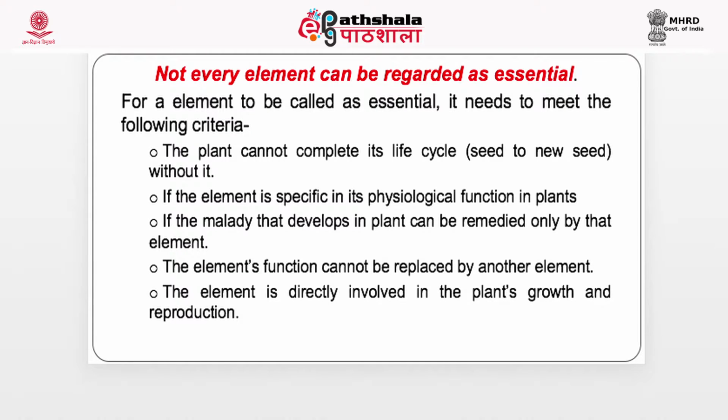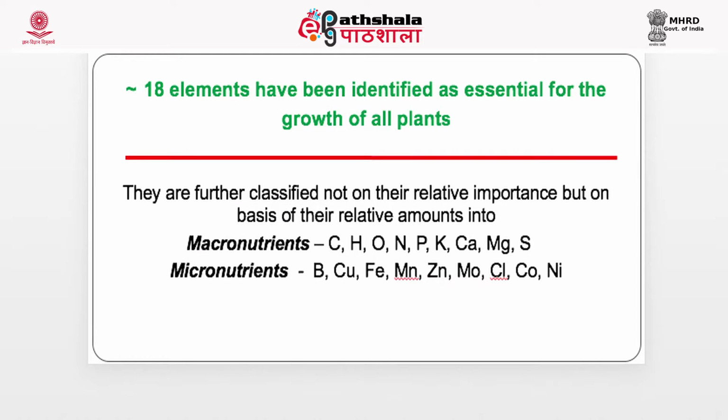If the element is specific in its physiological function in plants, then also that element will be regarded as essential. If the malady that develops in plants can be remedied only by that element, then it will be termed an essential element. Also, the element's function cannot be replaced by any other element, and that element is directly involved in plant growth and reproduction. So, looking into these features, 18 elements have been identified as essential for the growth of all plants.